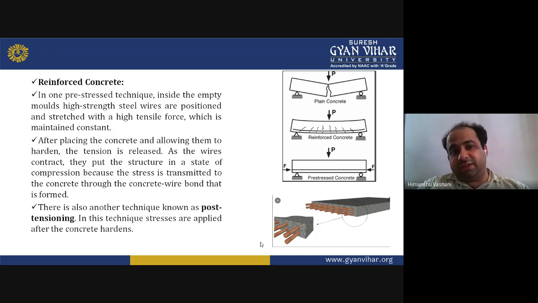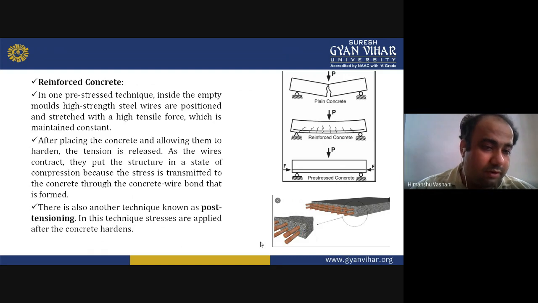Now, in one pre-stressing technique, inside the empty molds, high-strength steel wires are positioned and stressed with a high tensile force, which is maintained constant. After placing the concrete and allowing it to harden, the tension is released. As the wires contract, they put the concrete in a state of compression because the stress is transmitted to the concrete through the concrete-wire bond that is formed.